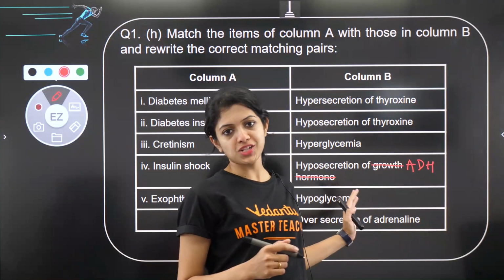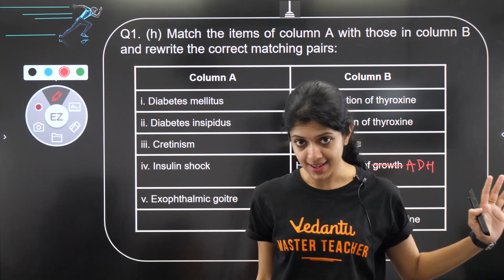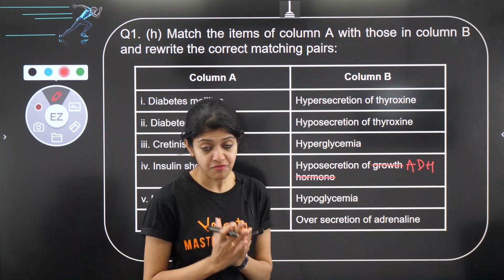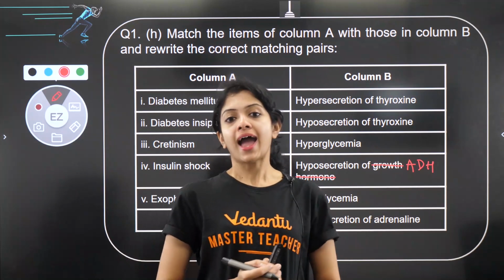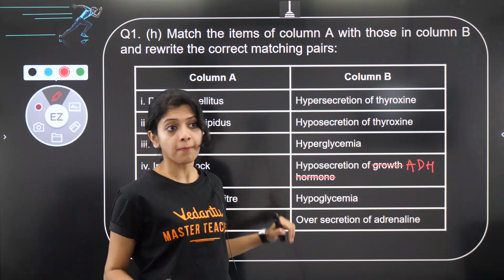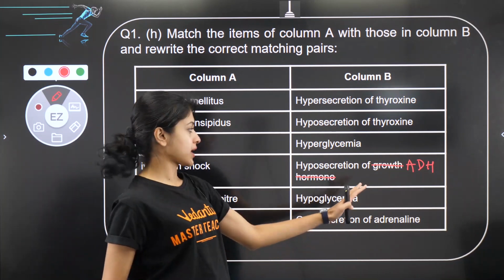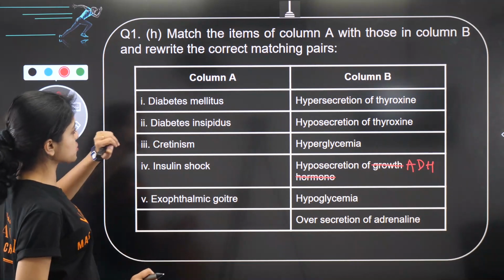Okay, so our last question for today, which is your last question for section 1, again going to fetch you 5 marks very easily with a little bit of logic. It's a match the following question. And yes, let's look at the table now. Here there is a correction that I've made, because it's supposed to be ADH and not growth hormone. Okay, so please bear with me on that. Let's try to match it.